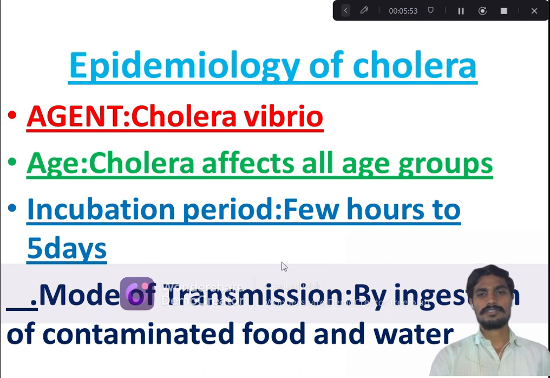And also you can see source of infection. Source means where the microorganism or the pathogenic organisms live, multiply, reproduce and propagate their species. The source of infection is patients and carriers of cholera.